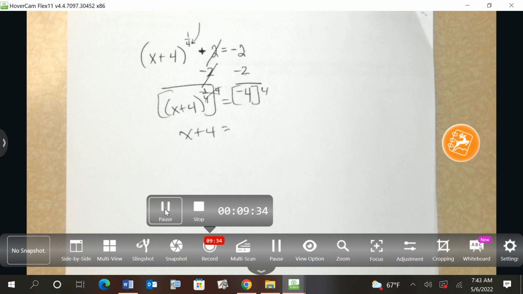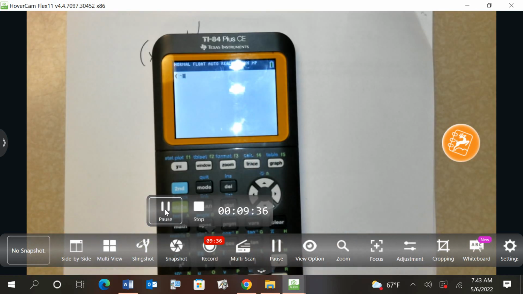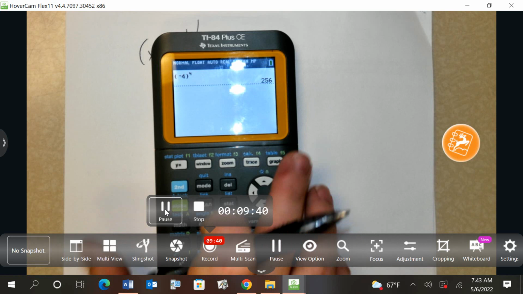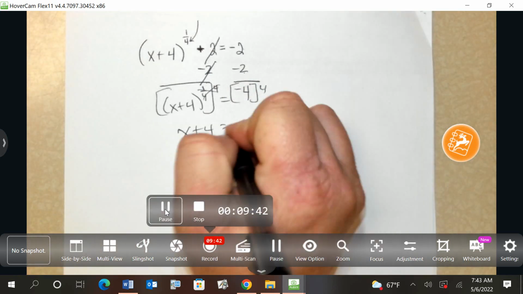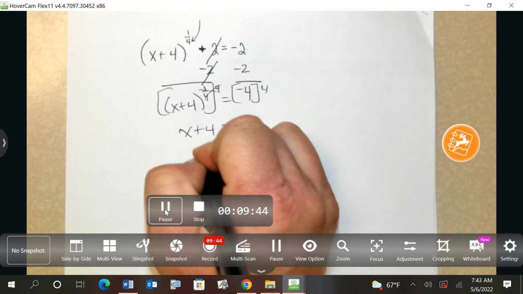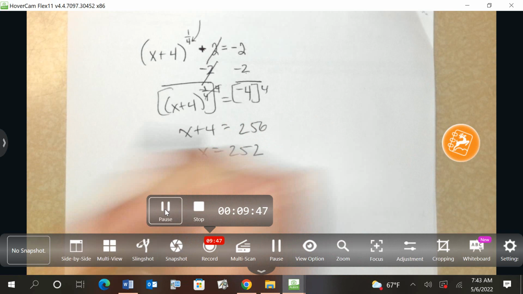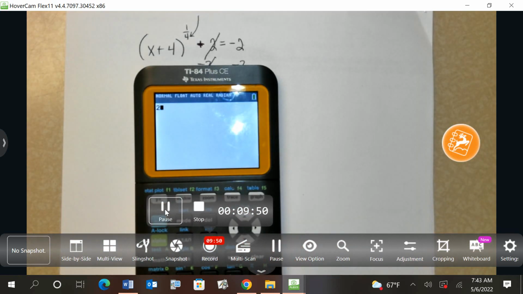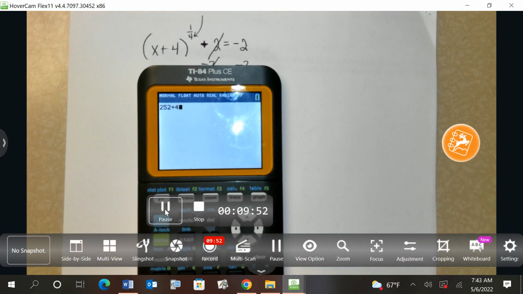And now I'm going to take negative 4 and raise it to the 4th. I have to put the negative 4 in parentheses. When I raise it to the 4th, I end up with a positive 256. Subtract 4 to the other side, I end up with 252. Let's check and see from the original if that's correct. 252 plus 4.